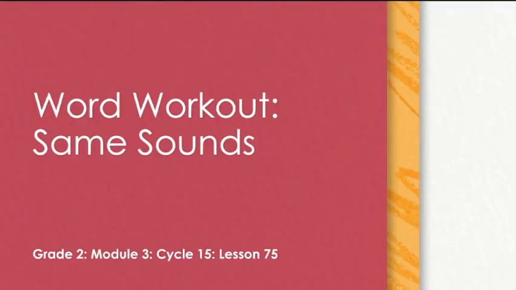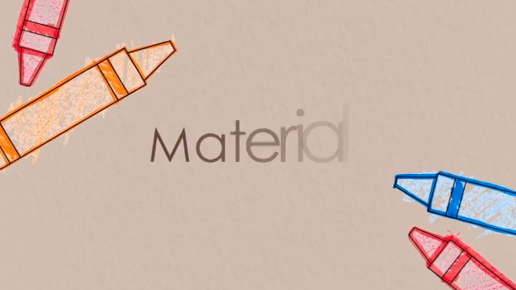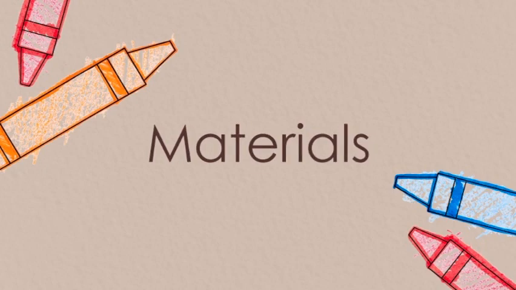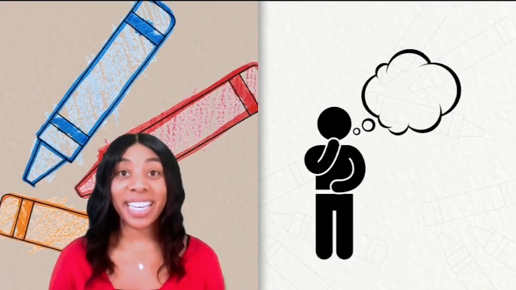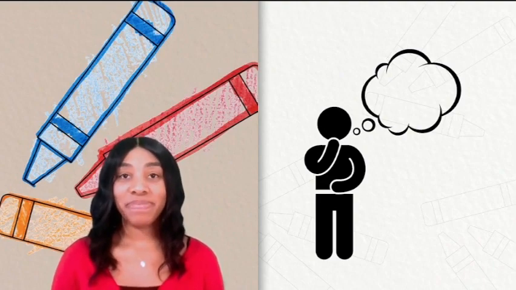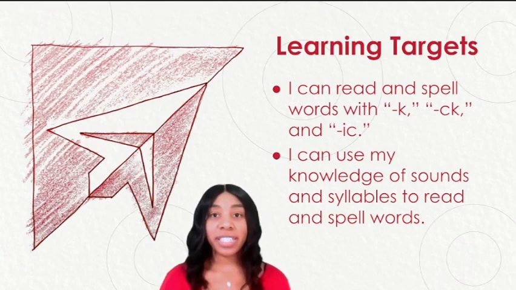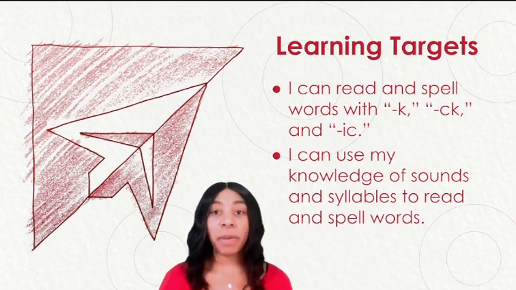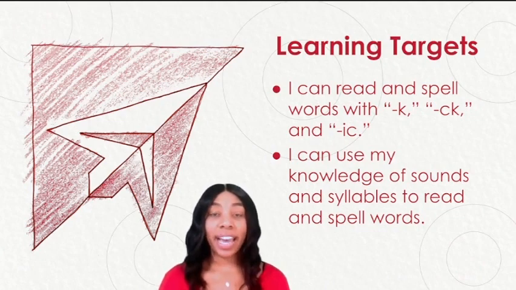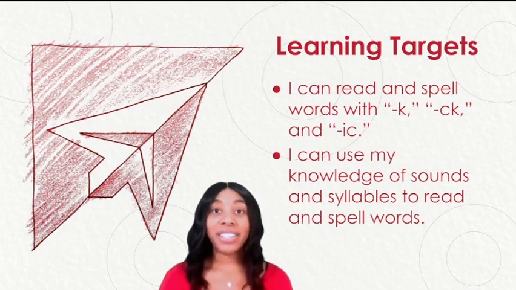We are going to do a word workout with the k sound. Materials. Go ahead and put your thinking caps on. Are you ready? We have 2 learning targets for today. Please follow along with me as I read them. Our first learning target is I can read and spell words with K, CK, and IC. Our second learning target is I can use my knowledge of sounds and syllables to read and spell words.